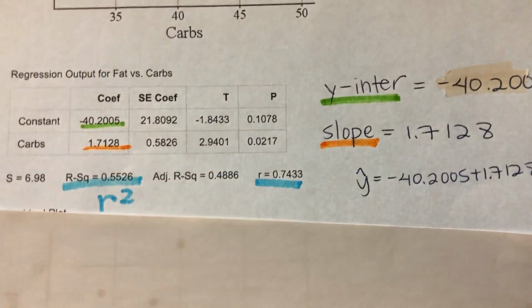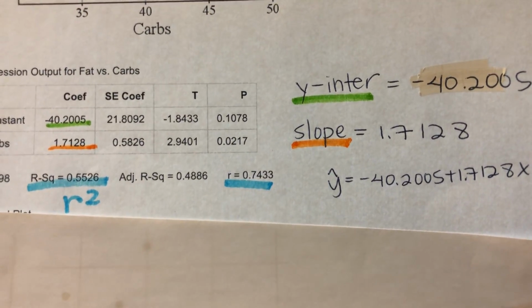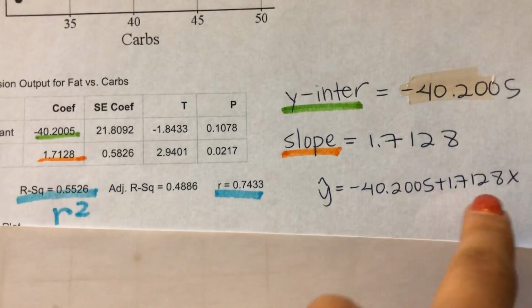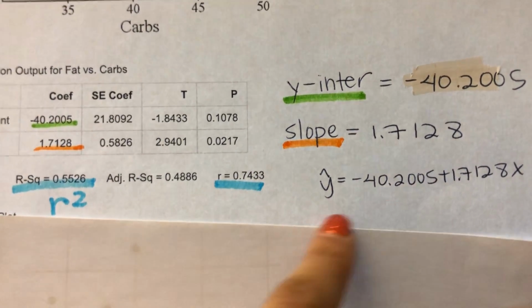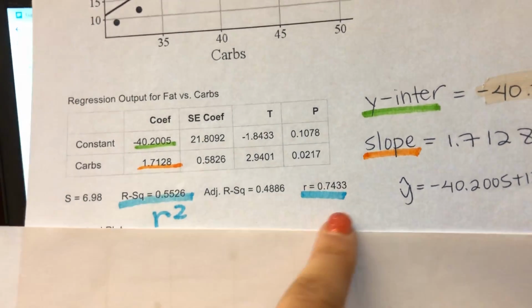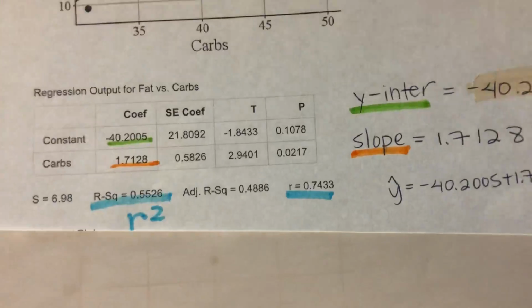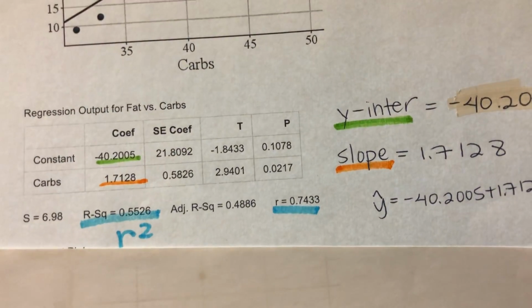So there's my slope, the 1.7. If I need to plug it into my equation to get the equation of my least squares regression line, right there: y hat, my x. My r squared is right here, my r is there. I can ignore all this stuff. You don't need to worry about it. That's what you need for your project.